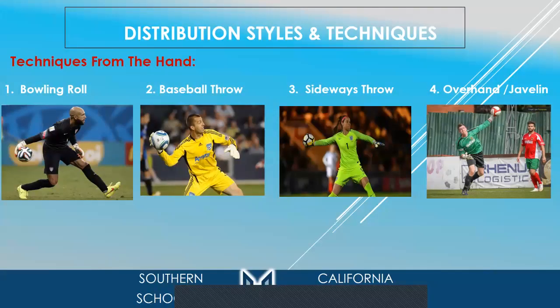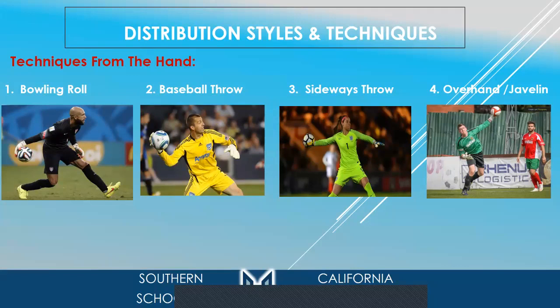So our other distribution styles. We could bowl the ball, which should be more of the short playing. We baseball throw or sideways throw when people are a little bit farther, a little bit outside the 18, where it's a little bit too far to roll it. It might be a little bit too close to use our overhand or our javelin.